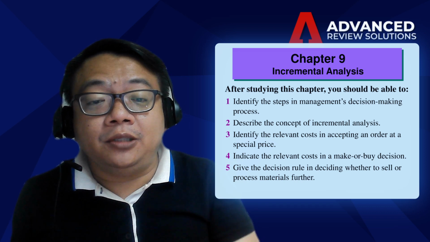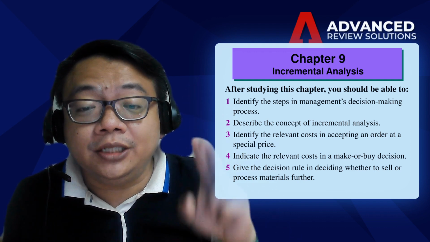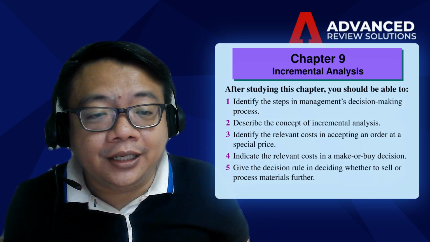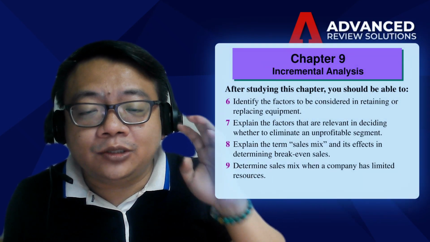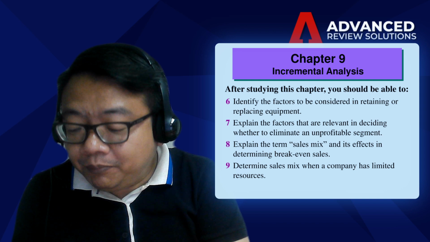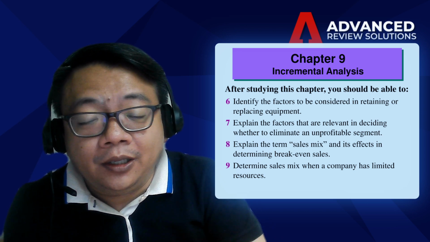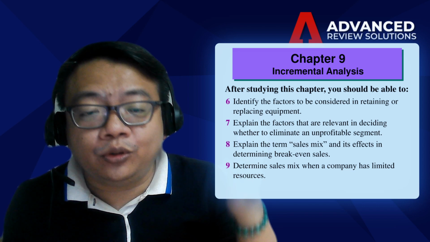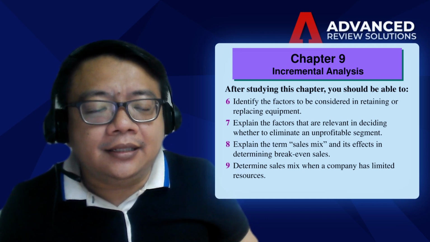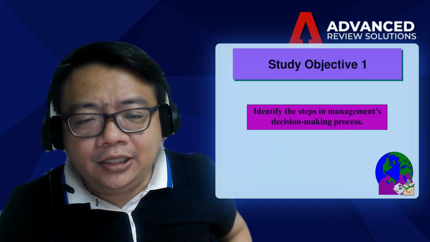Accepting an order at a special price, number one. Also indicate the relevant costing in terms of make or buy decisions. Number three, deciding whether to sell or process it further. The next one is all about factors to be considered in retaining or replacing the equipment. And the last one is whether to eliminate or to continue the unprofitable segment. Yung 8 or 9, to be discussed in my other video. Okay, sige.